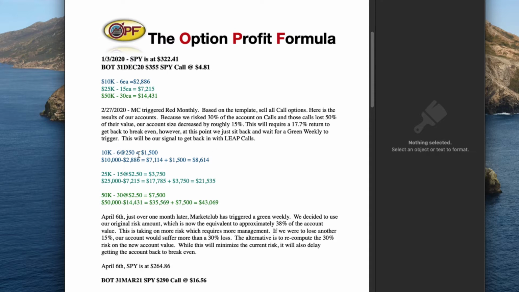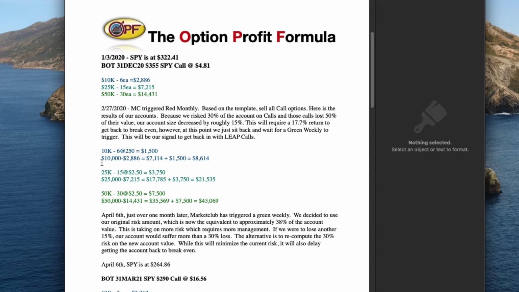And that's what I did. And I lost about 50% on my call options. Because I was risking 30% of my account on these call options, it decreased my account size by about 15%. It's not exact numbers between the three accounts because it's all based on how much I invested in the call options, and those numbers don't always work out exactly the same. But it was roughly a 15% loss.